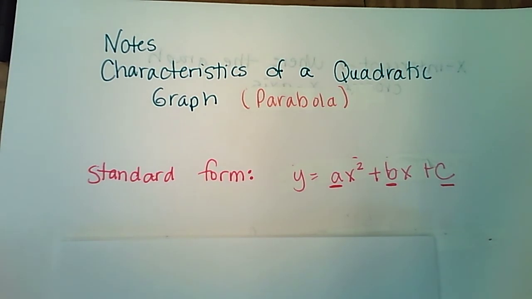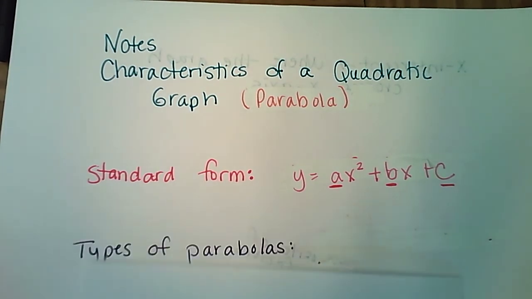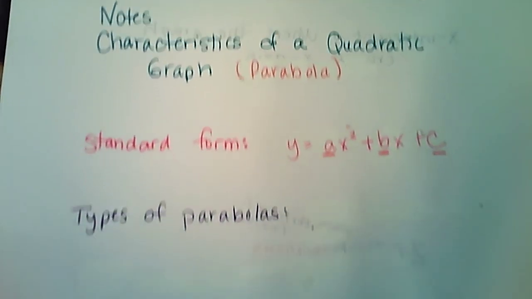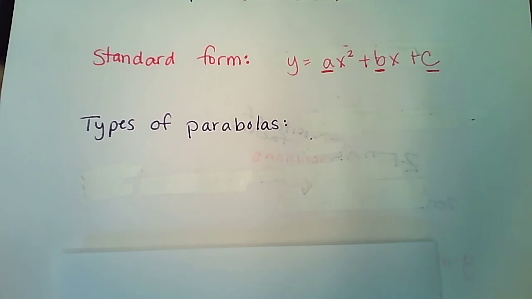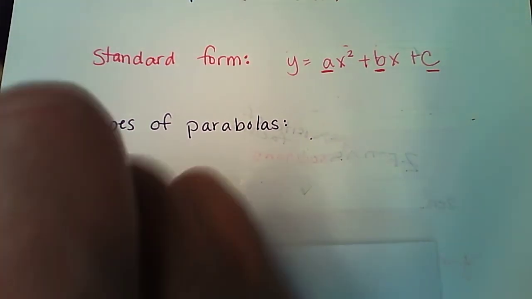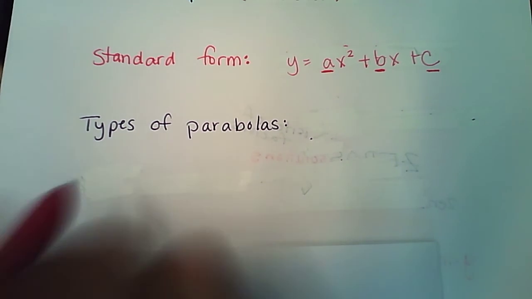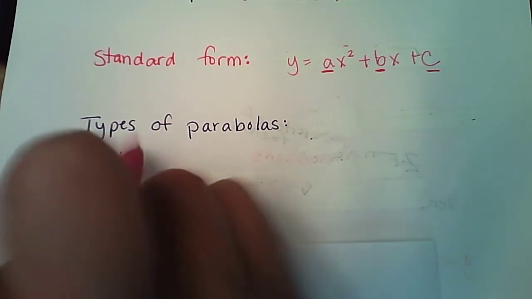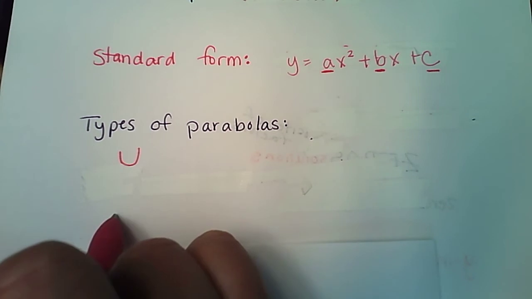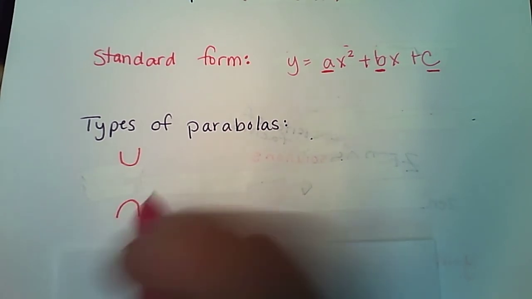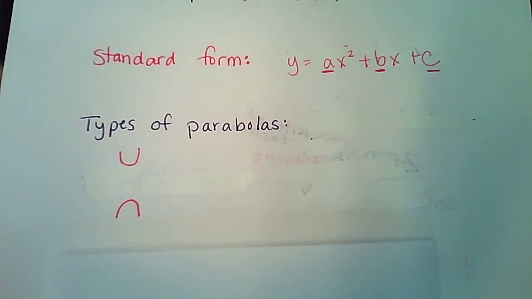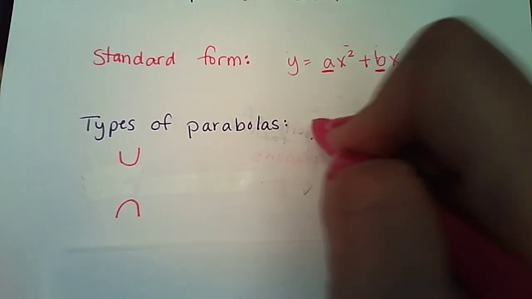The first thing I need to know is what type of parabolas I am looking at. There are two types of parabolas we are going to study: ones that make U's and ones that make N's, because all a parabola is, is a U-shaped curve. With it being a U, it could also be upside down and become an N.